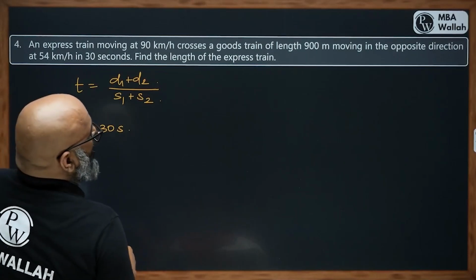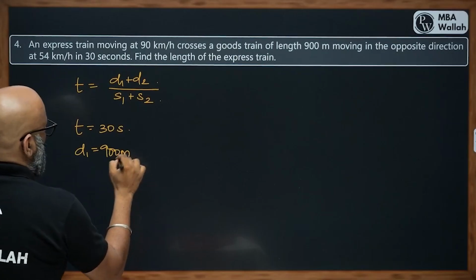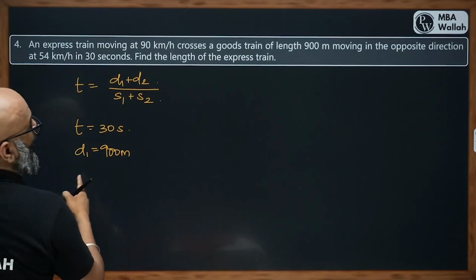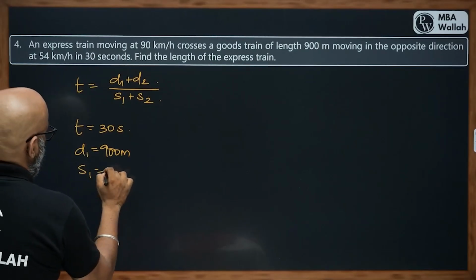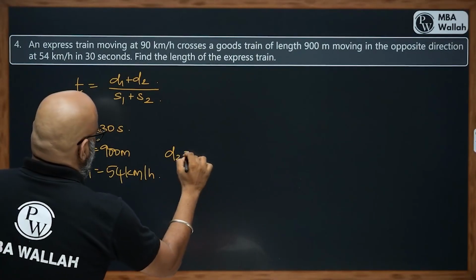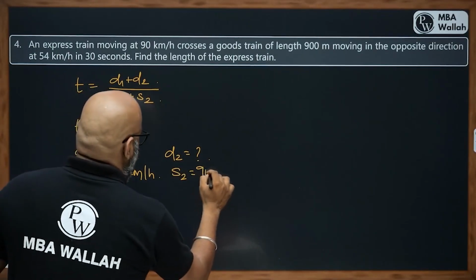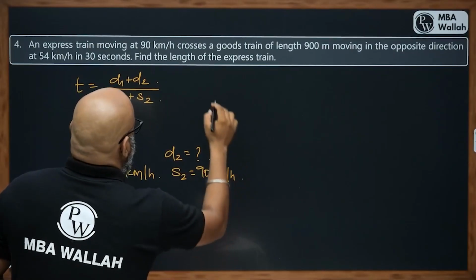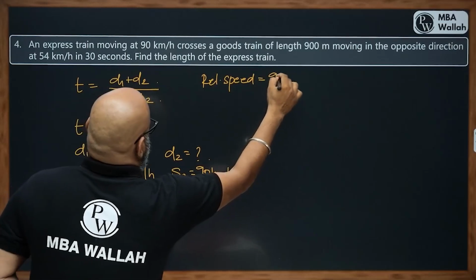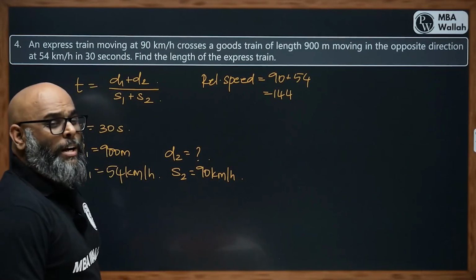The length of the goods train is given as D1. Let's call it 900 meters. The speed of the goods train is 54 kilometers per hour. D2 is not given, but S2 is given to be 90 kilometers per hour. So my relative speed will be 90 plus 54, which will be 144 kilometers per hour.